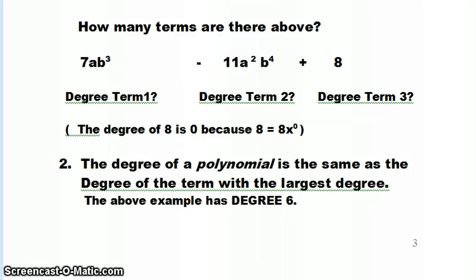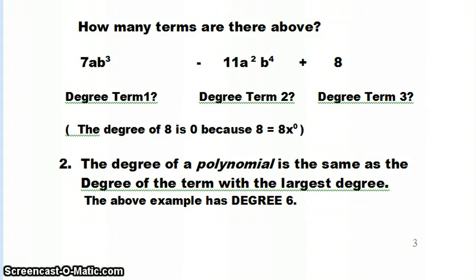The degree of the third term, which is the 8, is actually 0. Any number has a degree of 0, so the degree of 8 is equal to 0, and that's because 8 is equal to 8x to the 0. Remember, the last class, actually it was this class, it was the previous section, we had x to the power of 0. X to the power of 0 is equal to 1, so its exponent is actually 0. That's why the degree of any number is 0. So that's how you tell the degree of an individual term.